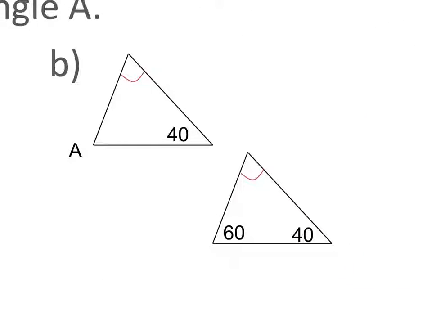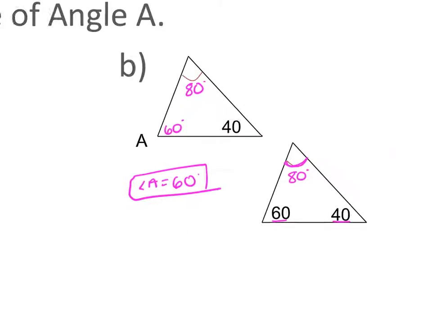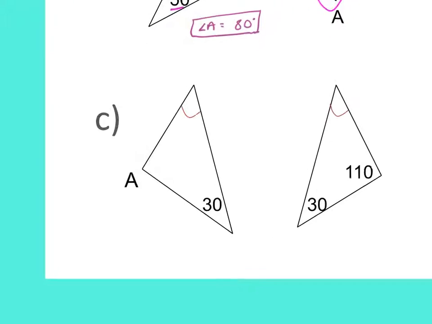Okay, B. Now I've got my triangle at the top and bottom, completely separate, but what's connecting them? There's congruent angles, right? So on the bottom triangle, if I've got a 60 and a 40, what's left for this angle? 80, which means that this is 80 degrees, which means angle A is 60 degrees. Still good, yes? Feeling pretty smart today, folks?